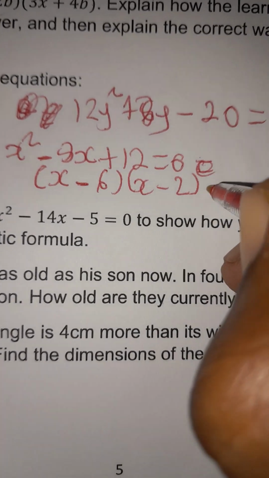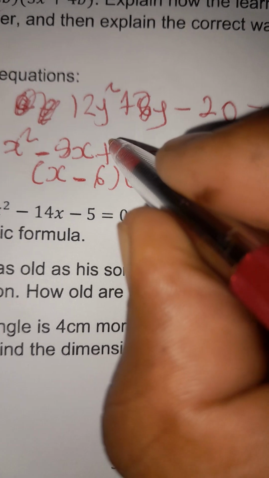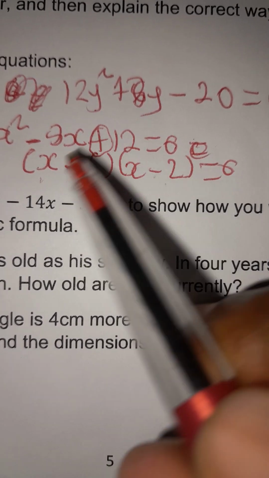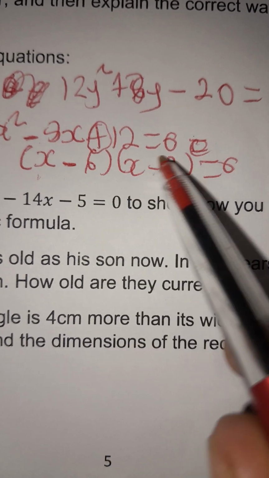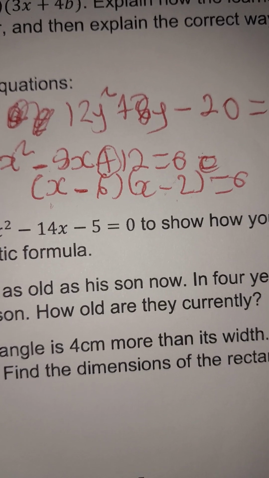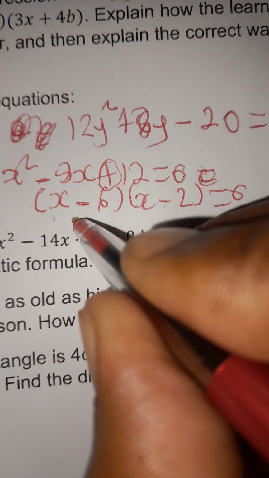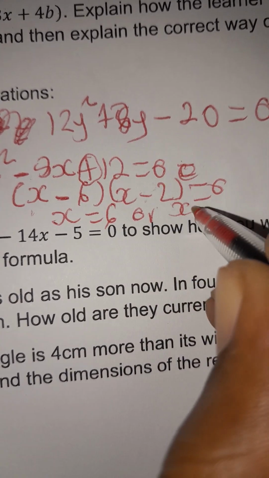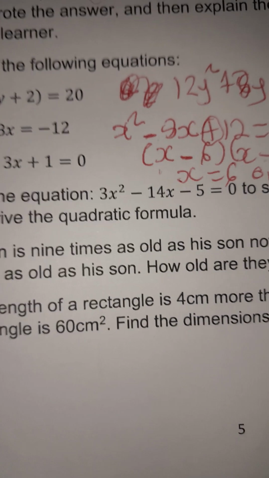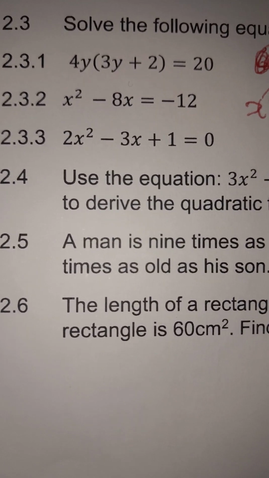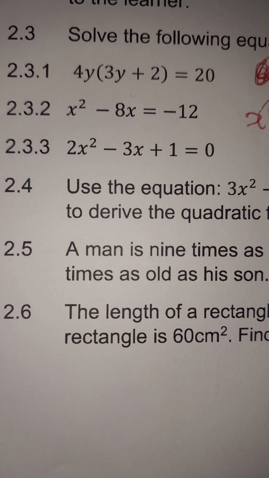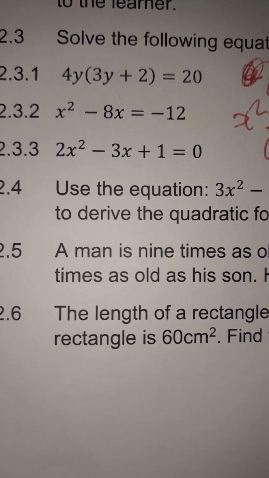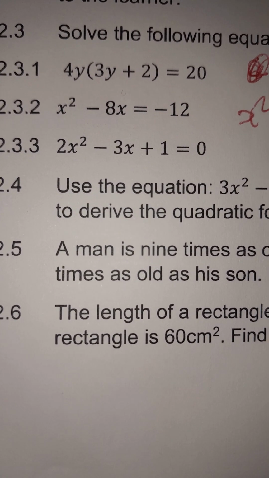Why did I put both negative? Remember, I told you to check your last sign. If your last sign is positive, it means your signs will be the same. Since the middle term is negative, we are going to have negative and negative here. So when you equate everything to 0, x is equal to 6, or x is equal to 2. So that's how you can work with 2.3.2.